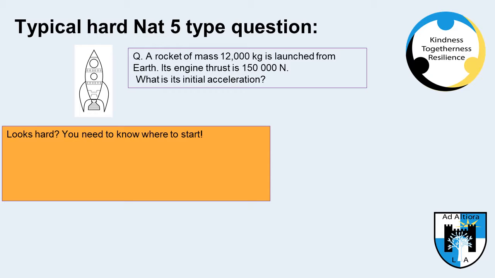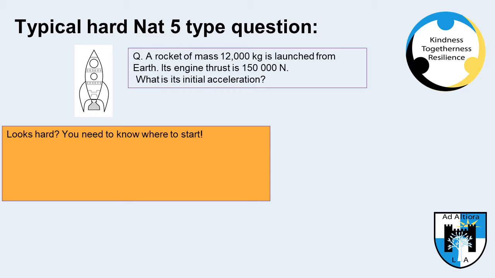Okay, this might look a bit hard, but we've got a rocket of mass. This is the typical kind of, I'd say, hard Nat 5 type question, but it's something that you can be asked at Higher in a slightly different context. If you can do these questions, then to be honest with you, Higher stuff isn't actually that much harder. It's just a slightly different order and slightly different context. So a rocket of mass 12,000 kilograms, which is a fairly small rocket, is launched from Earth. Its engine thrust is 150,000 newtons.